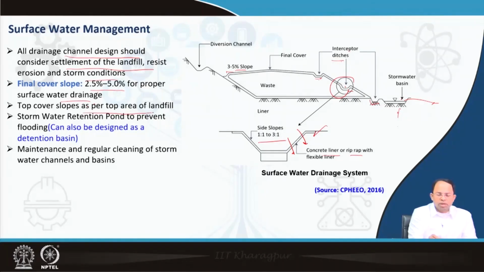Top cover slopes as per the top area of the landfill, but of course it has to be aligned with this. A storm water retention pond to prevent flooding can also be designed as a detention basin. Maintenance and regular cleaning of stormwater channels and basins. So this is how we go about surface water management.